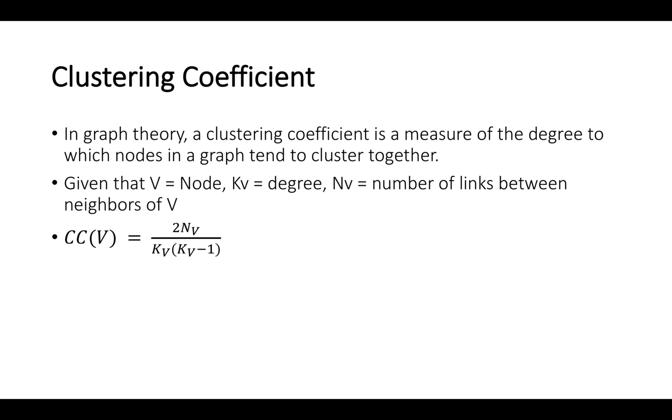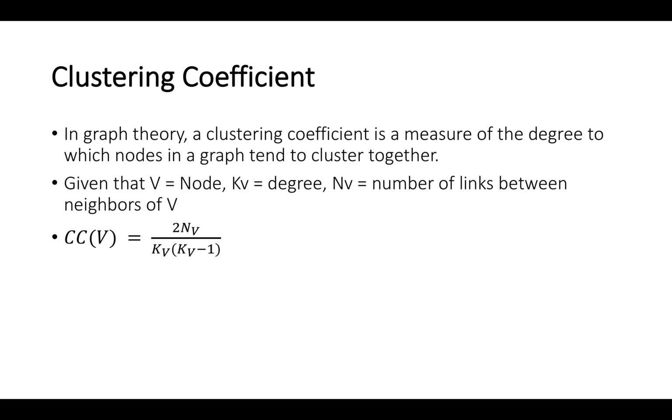In graph theory, a clustering coefficient is a measure of the degree to which nodes in a graph tend to cluster together. In other words, the clustering coefficient of a node A is the probability that two randomly selected friends of A are friends with each other. This is a social network metric to measure the prevalence of triadic closure.